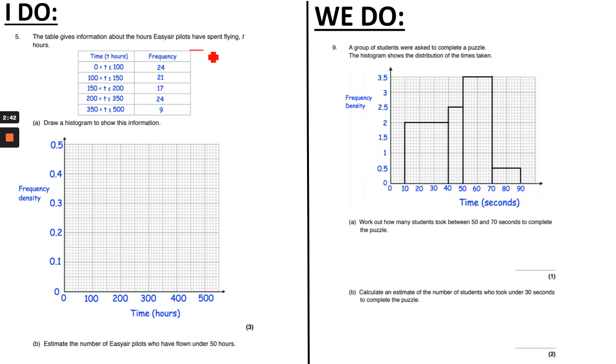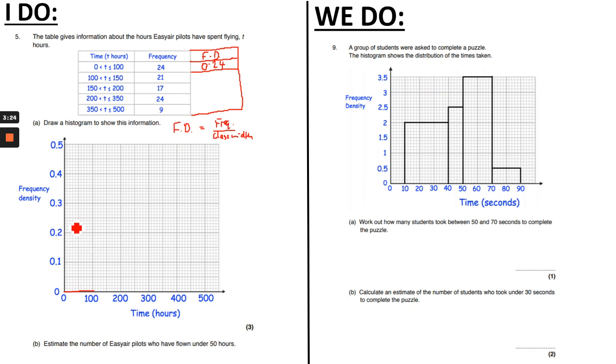Now, what we need to do is have a separate column, which is the frequency density. And that always goes on the y-axis. So the first group is 0 to 100. Now I need the area of the bar to be 24. To work out the frequency density, you can either play around with it, or you can see that it's going to be the frequency divided by the class width. So for the first one, we want 24. I need to divide that by 100. So 24 divided by 100 is going to give me 0.24.